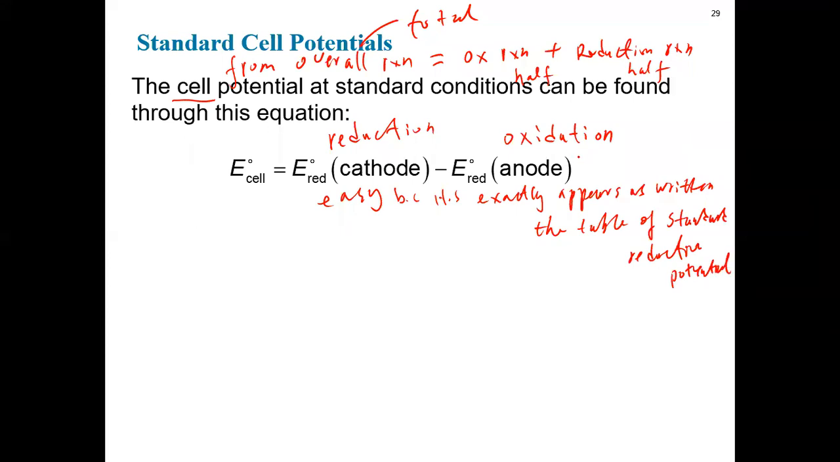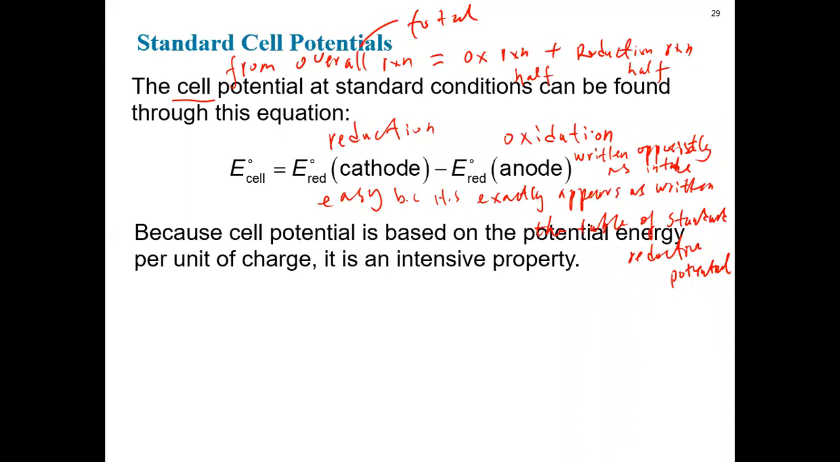So the oxidation is a little difficult because oxidation is written oppositely as in the table. Okay, so all those reactions written in the table are reductions. If you identify your oxidation, obviously your oxidation will be the opposite way as written in the table.